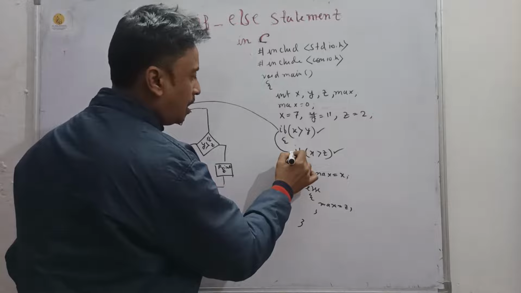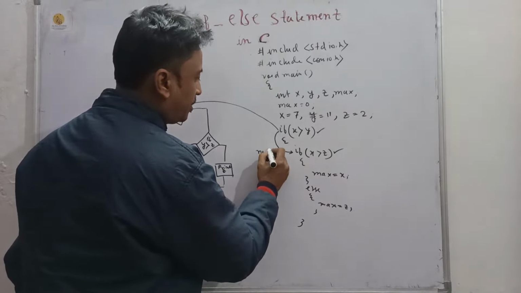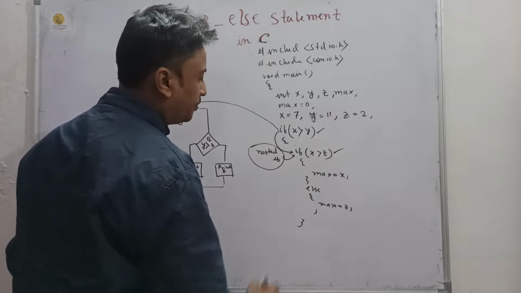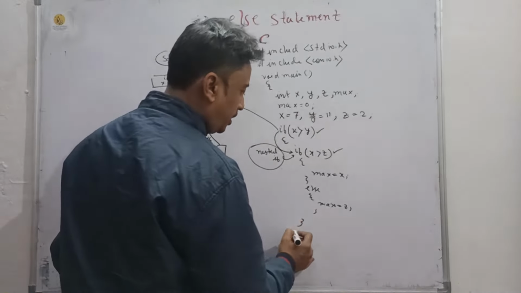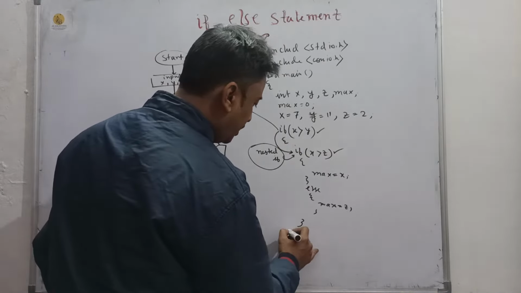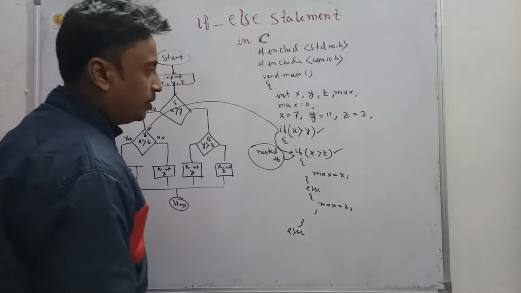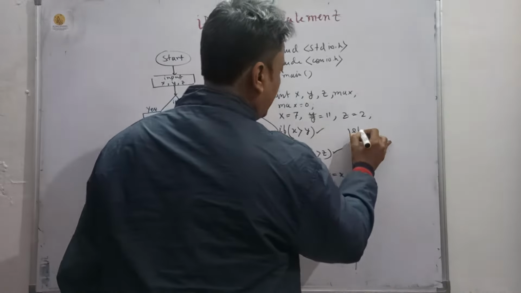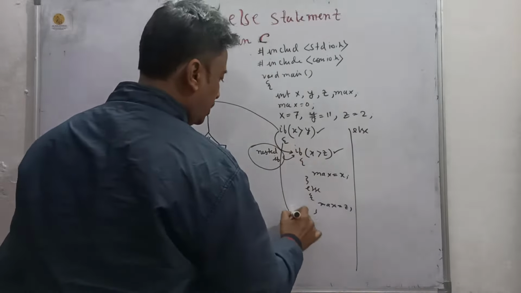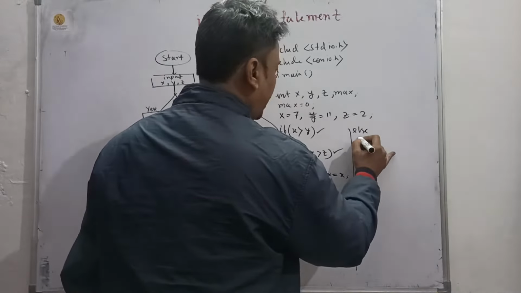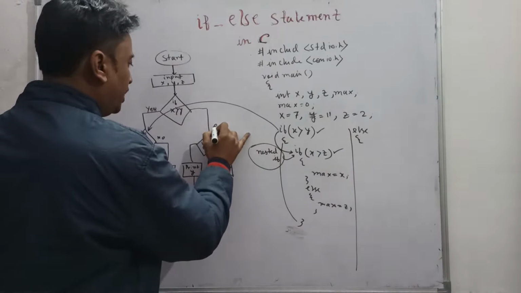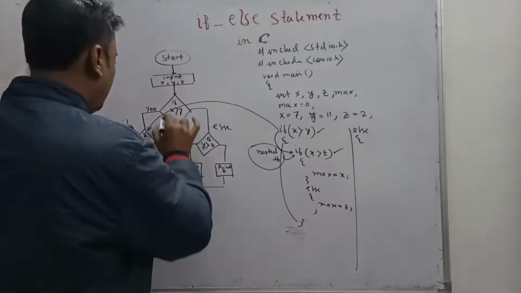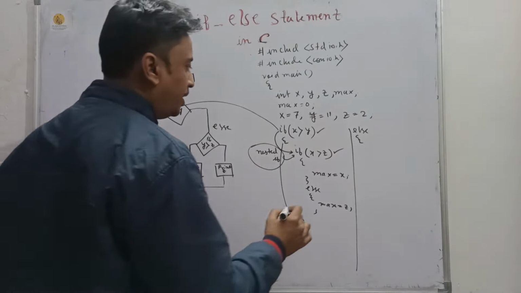So here I am using a nested if, right? Then we try the else part. If this if is not true, then we try the else part. So this is our else part, and this is our if part. If the if part is not true, then we try the else part.